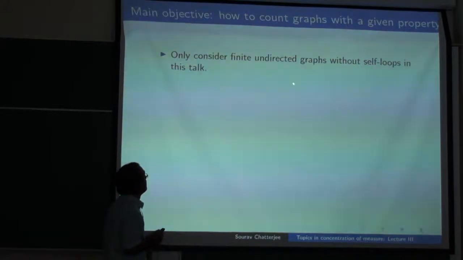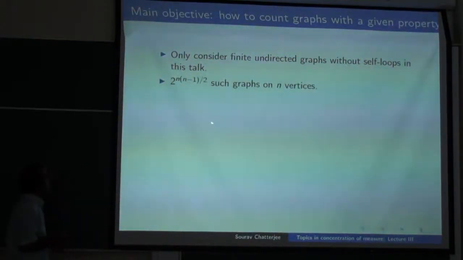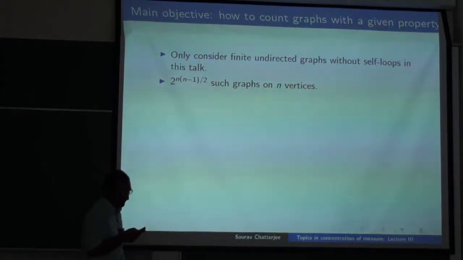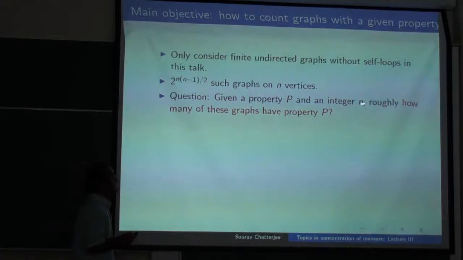Okay. So only consider simple graphs, a finite undirected graph without self-loops or multiple edges. So there are 2 to the n choose 2 graphs on n vertices. So you have n vertices, each edge may be present or absent, so there are 2 to the n choose 2 such graphs. And the question is, given a property p, just an abstract question, given a property p and integer n, roughly how many of these graphs have the property p?